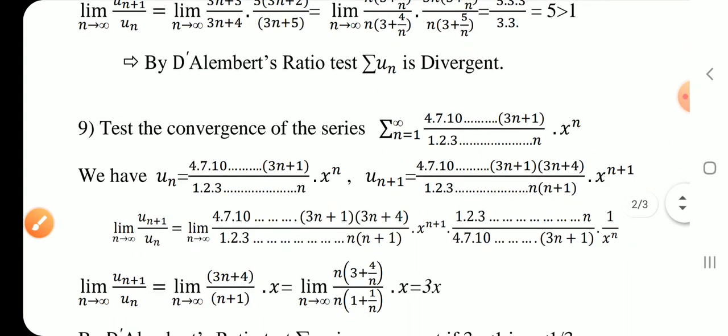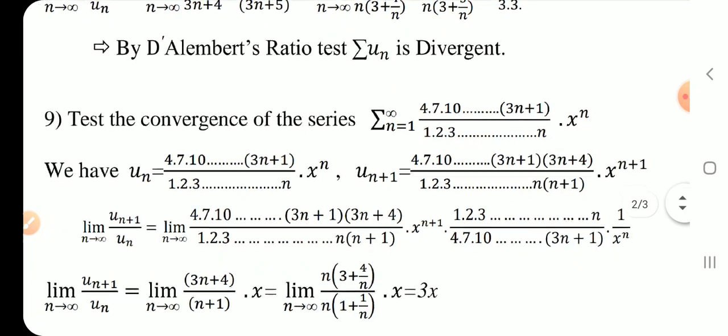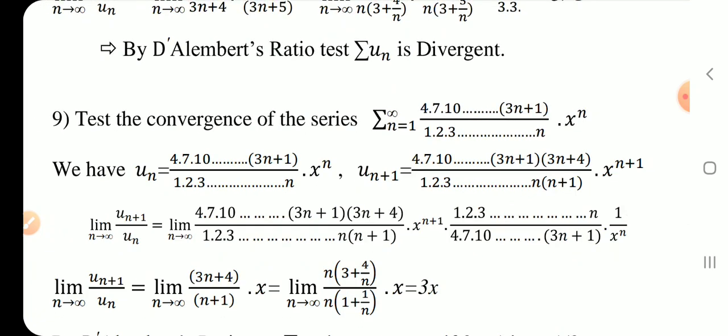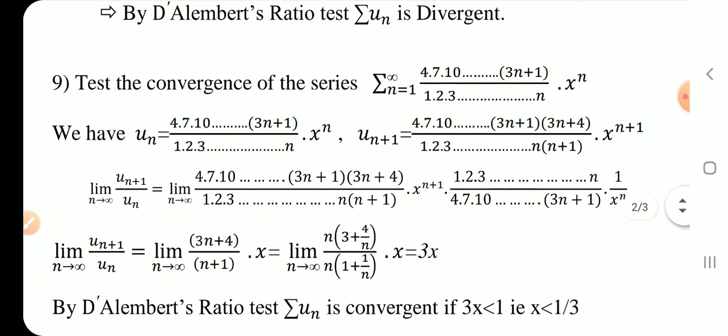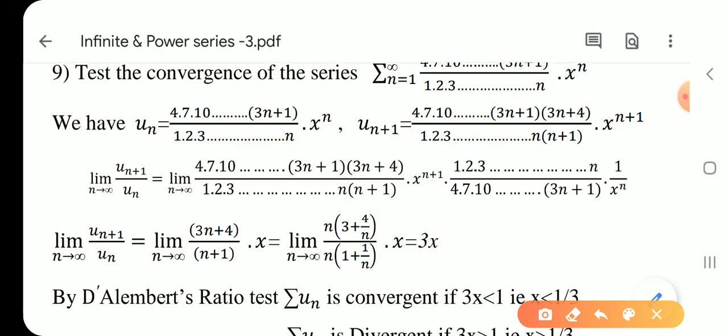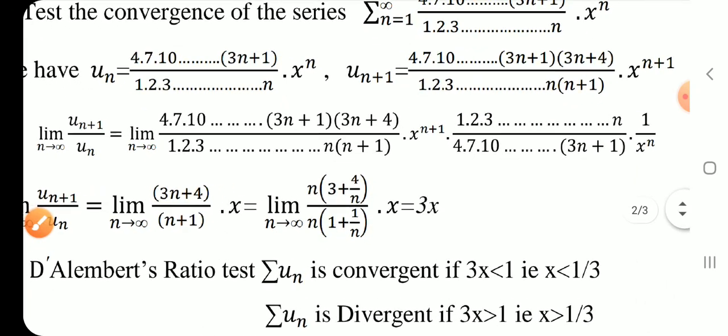Let us move on to the next problem. Here, test the convergence of the series. Summation from n is equal to 1 to infinity, 4 into 7 into 10, it goes on up to 3n plus 1, divided by 1 into 3 into, goes on up to n into x to the power n. Need not find the nth term as they have given.